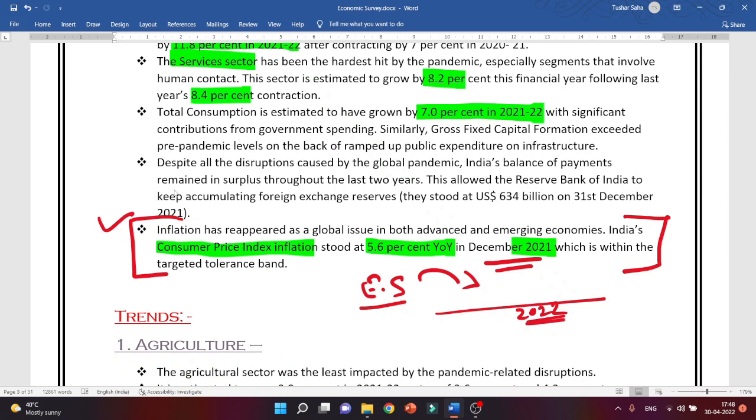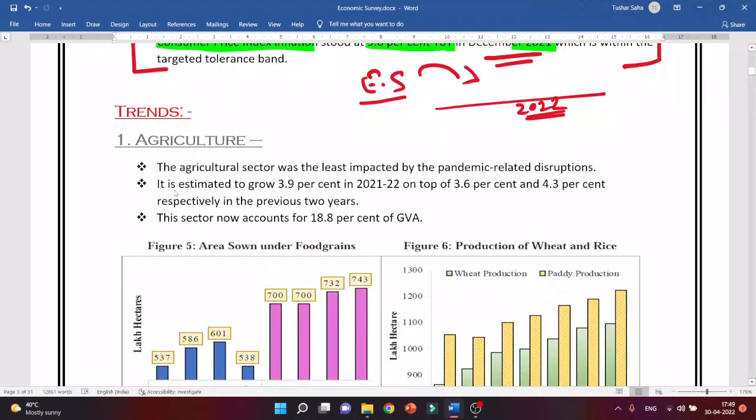So even if logically this seems like this data is quite old, let me tell you, this data is quite new and quite latest for you, because if the question is being framed asking about the Economic Survey, you don't have any other option. You will have to answer what is given in the survey. Okay, so let's quickly move to trends.